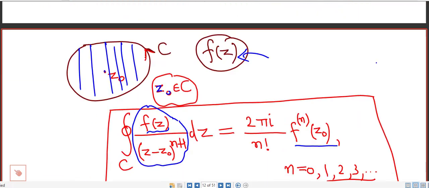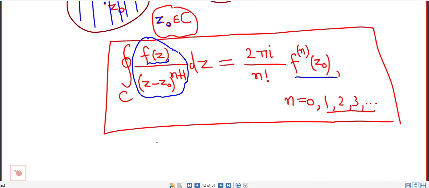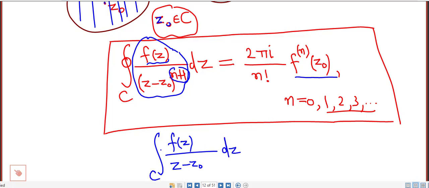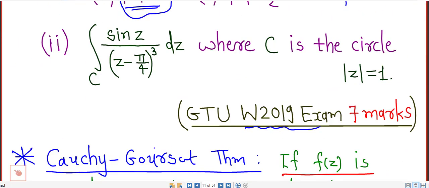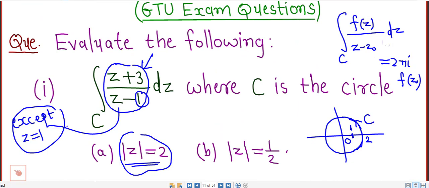If we use this result for n equal to 0, we have f of z divided by (z minus z0) to the power 0 plus 1, that is z minus z0. This is equal to 2 pi i divided by 0 factorial, and 0 derivative means the function itself at point z0. So we will use this formula for the first integral in part 1.